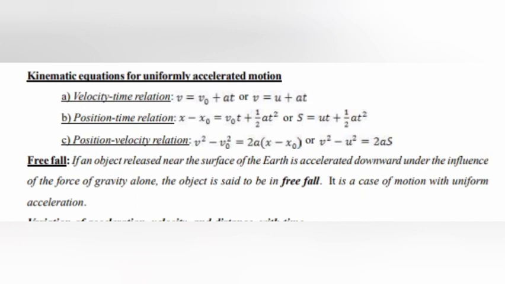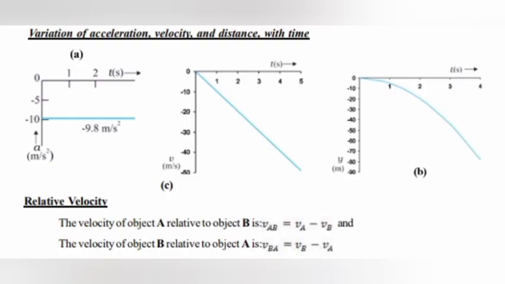Free fall. If an object released near the surface of the earth is accelerated downward under the influence of the force of gravity alone, the object is said to be in free fall. It is a case of motion with uniform acceleration. Variation of acceleration, velocity and distance with time. Relative velocity.